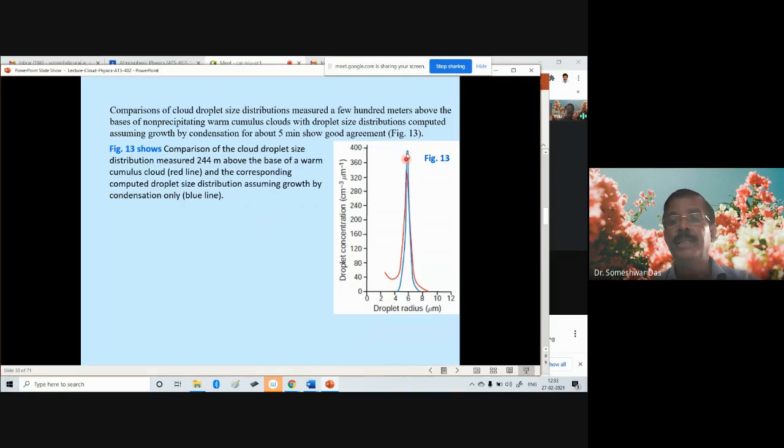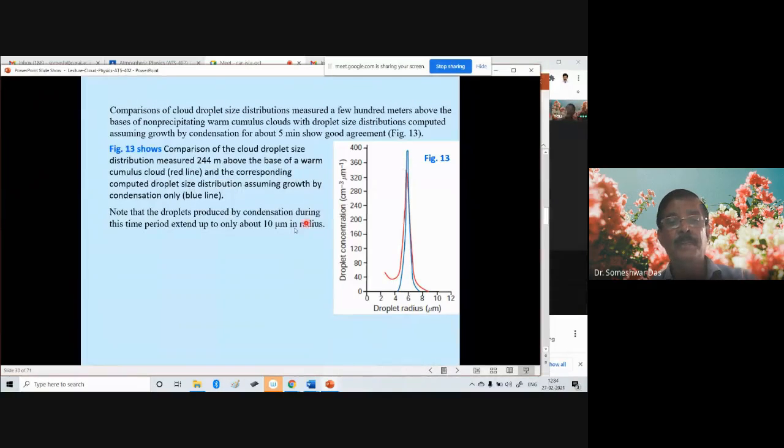This blue line is the growth by condensation only, and this is the computed value. Note that the droplets produced by condensation during this time period extend up to only about 10 micron size. The blue line represents the computed value. The red line represents the value produced by condensation during that time.